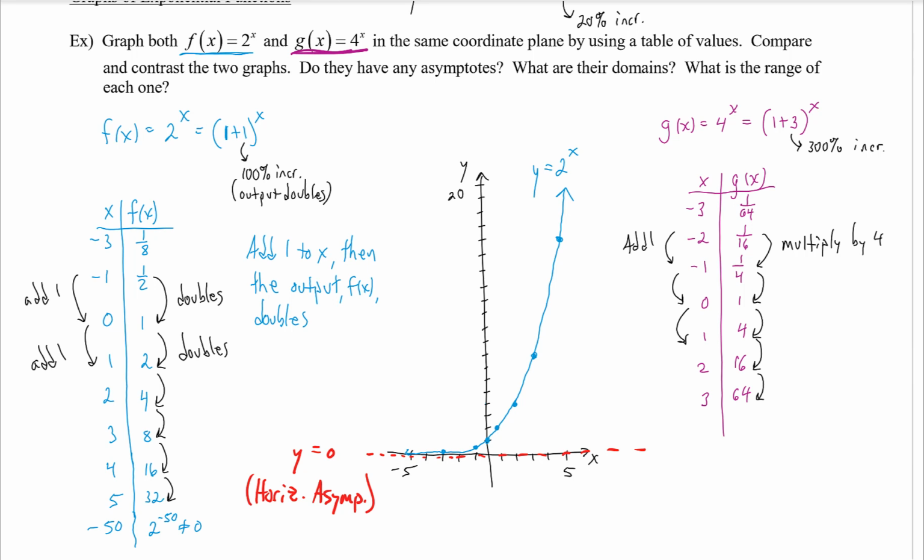So like -1, 1/4, 0, 1, 1/4, 2/16. So yeah, this thing is much steeper. Same shape though, kind of the same shape, but much steeper.